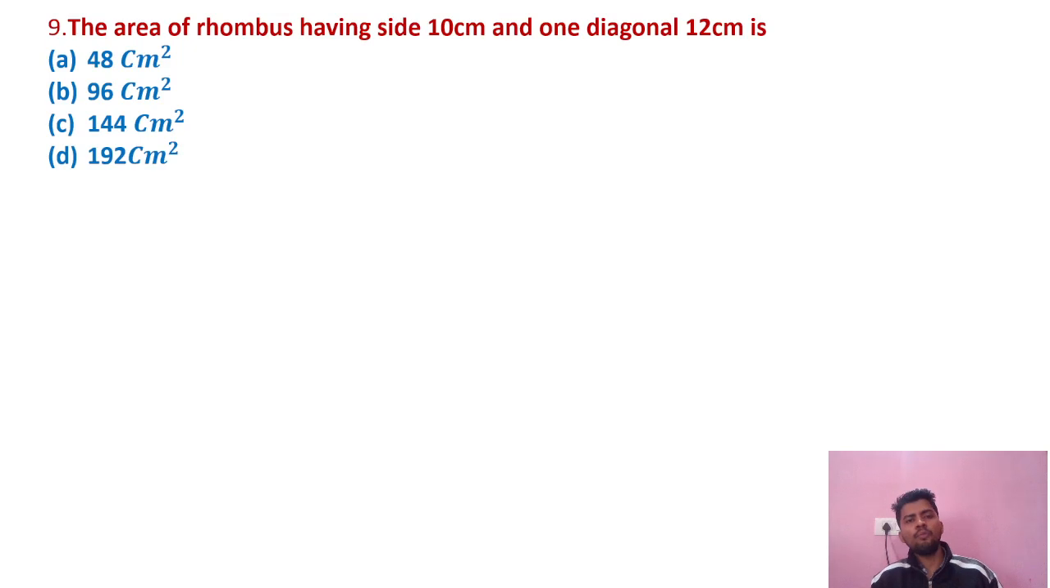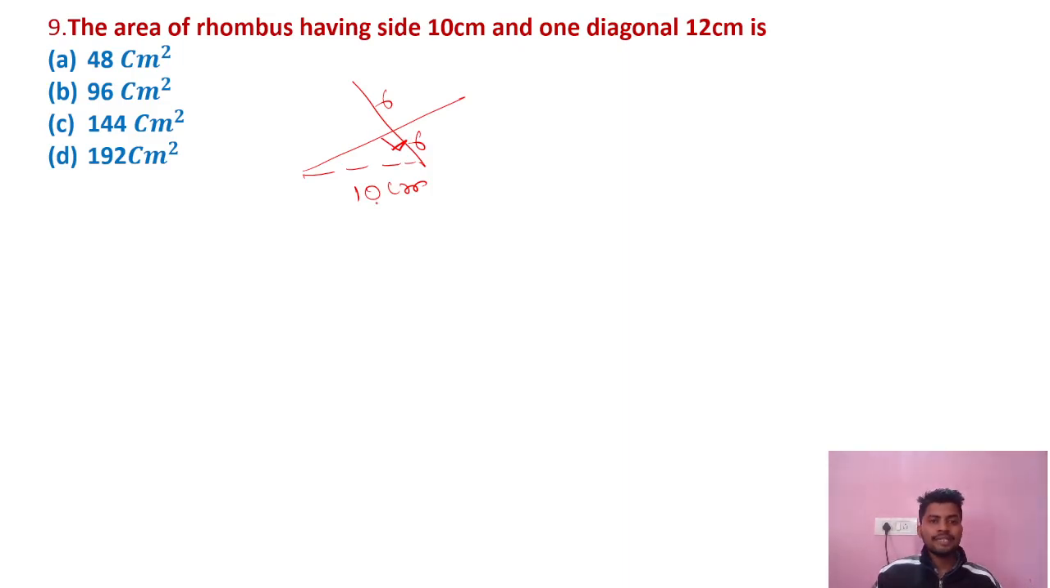Next is the area of a rhombus having sides 10 centimeter and one diagonal is 12 centimeter. As we know, a rhombus has all sides equal and the diagonals bisect each other at 90 degrees. So we will draw diagonals which bisect at 90 degrees. So this is a diagonal, and for example this is one side of 10 centimeter, and you know that one diagonal is 12 centimeter. So let us take it 6, it is 6, half, as they bisect each other.